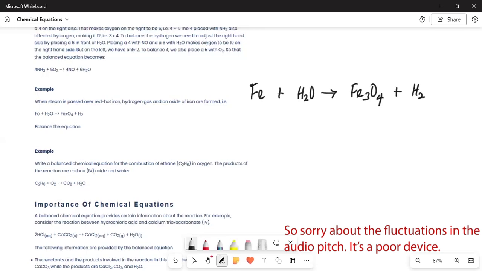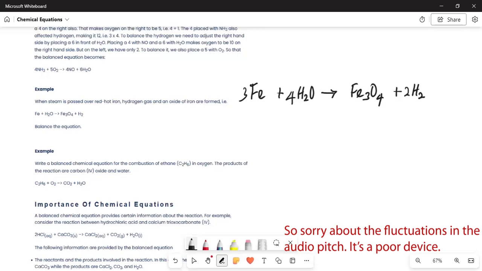On the left, we have only one atom of iron, but on the right, we have 3 atoms of iron. Then hydrogen on the left is 2, on the right is also 2. Oxygen on the left is 1, on the right is 4. To balance this, let's start by putting a 3 here to balance the iron. Then we need to balance the oxygen also by putting a 4 here. If I put a 4 here, this 4 affects hydrogen also. But on the right hand side, I have only 2 hydrogen. I need to put a 2 here. And that balances the equation.